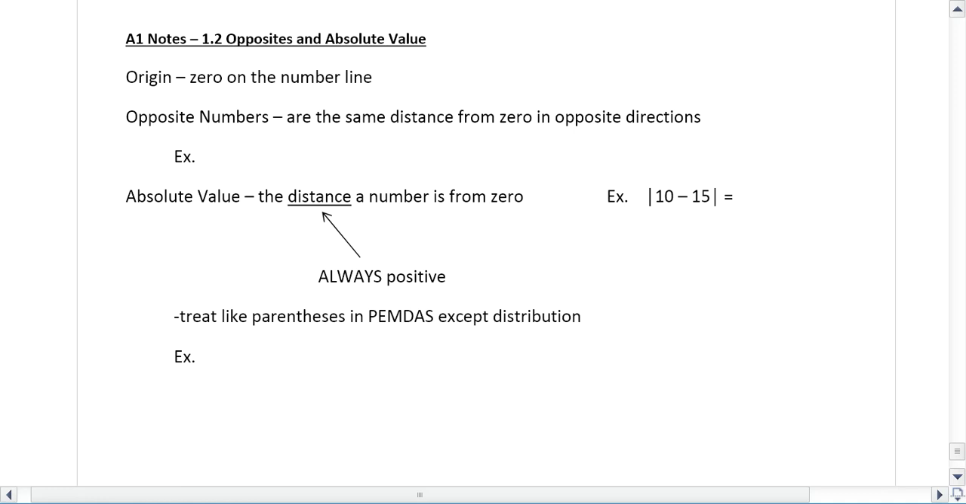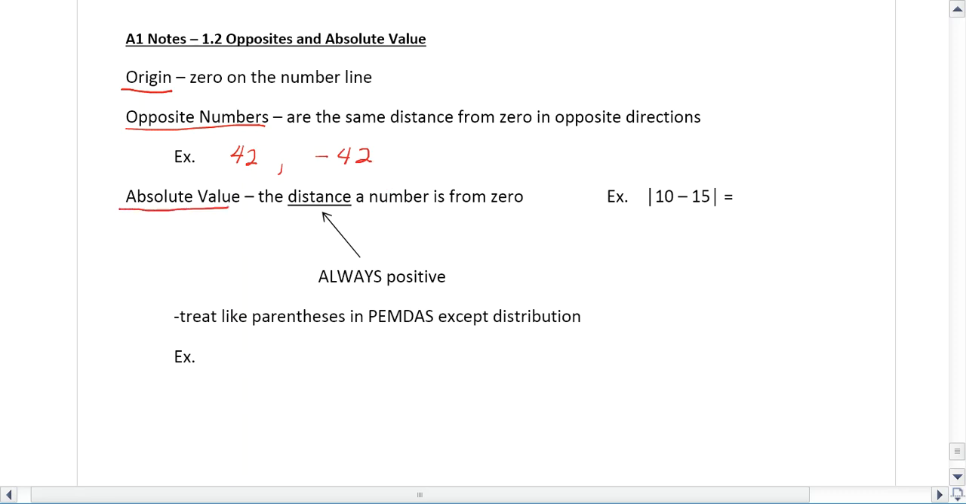Starting with a couple definitions. You may be familiar when we use the word origin, we're talking about 0 on the number line. Opposite numbers are defined to be the same distance from 0, but going in opposite directions. For instance, if I asked what is the opposite of 42, you would say negative 42, and vice versa.